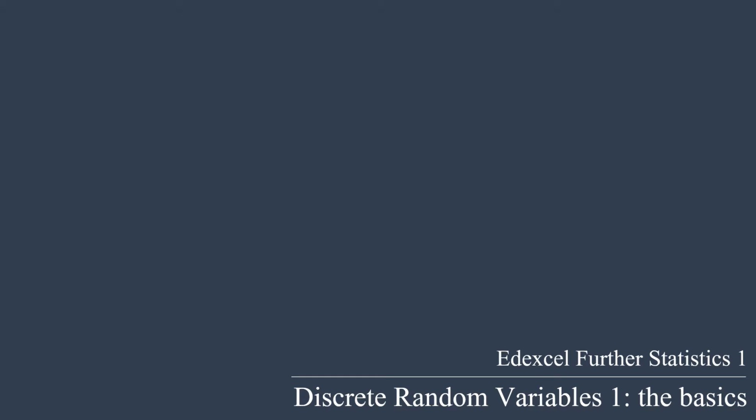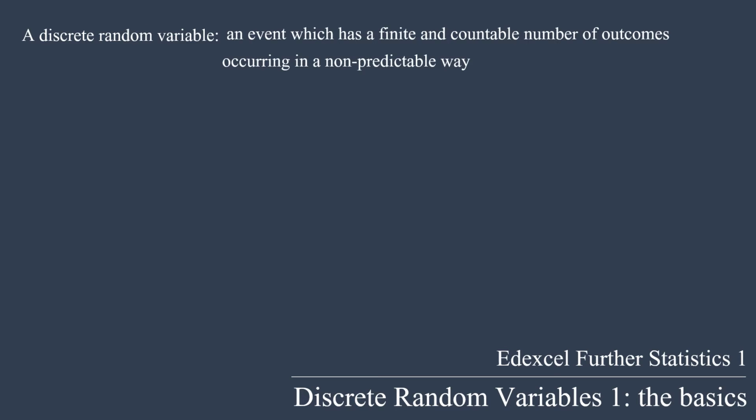And I want to start with a definition. So a discrete random variable is, and you can read this through with me, an event which has a finite countable number of outcomes. So there's the discrete bit. An event of some sort can take a certain set number of possible outcomes. So you can quantify and count and list, all of those key mathematical words, what the outcomes of this event would be.